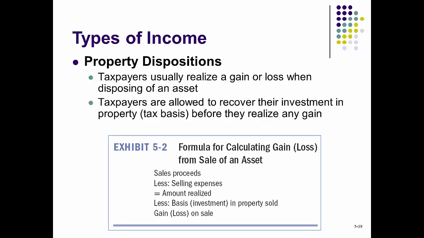Property dispositions. Here is the basic formula for calculating gain or loss from sale of an asset. First, you start with sales price minus your selling expenses, like fees or commissions to the broker or agent. That will equal your amount realized, minus your tax basis in the property sold, which means how much money you put in to acquire this property. Then it will come to your gain or loss on this sale. For this one, please refer to example 5-12 on page 5-13.